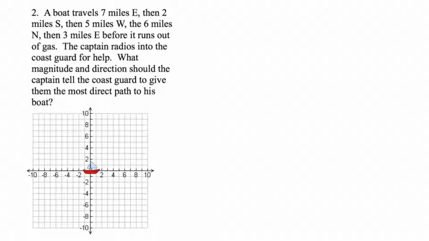Alright, so obviously the Coast Guard doesn't want to follow all of those different routes to get to the person. They may run out of gas also. So the captain needs to be able to tell him where he is in the ocean. So the first thing that we're going to do is go back up here in the problem, and we're going to break all of these different directions into north, south, and east, west. Alright, so we've got north, south, and we've got east, west. The reason for that is we want to get an overall picture of what happened.